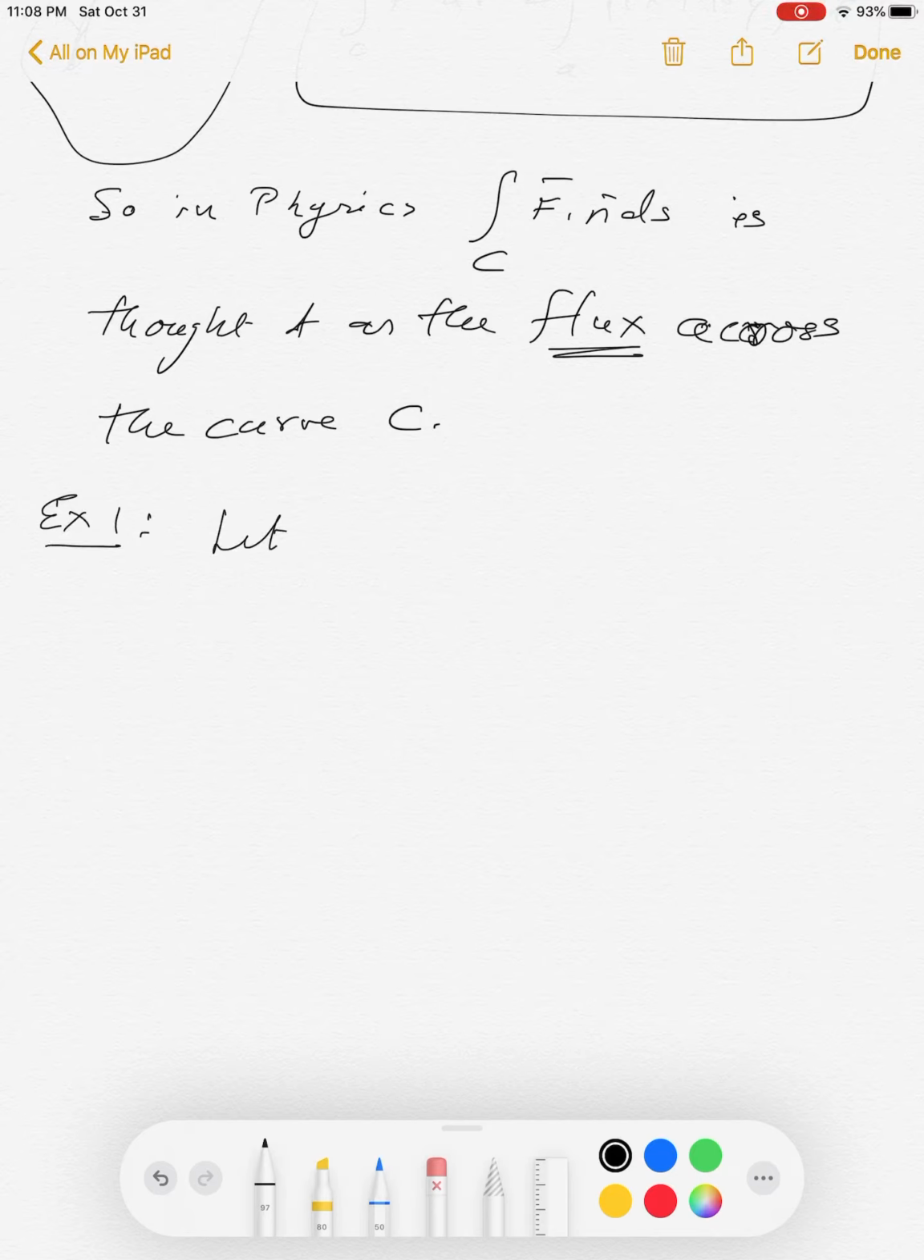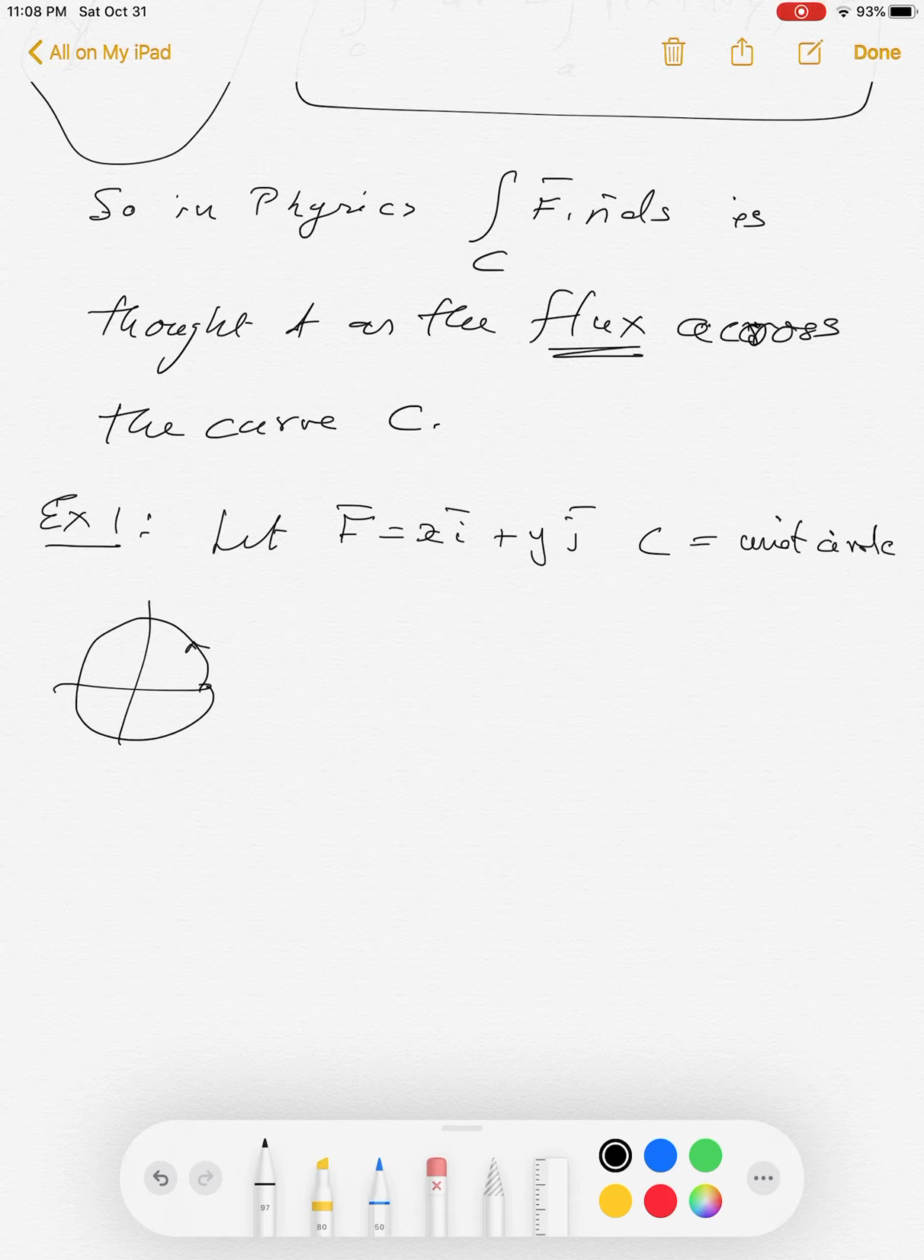Now let's calculate some flux integrals. So let's do some simple problems. So example 1. Let's do the same problem that we did. Take this vector field and let's take the unit circle, and let's calculate the flux across C, the unit circle, oriented counterclockwise. So r bar t here is going to be cos t, sin t. t varies between 0 to 2 pi. Good.